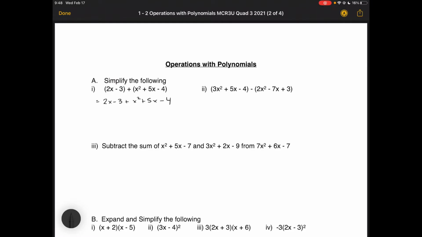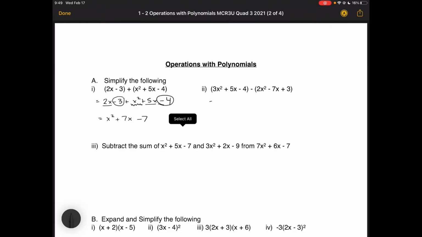And then I'm going to look for my like terms. So I'm going to start off with my x squared. I've got one of those. And I've got 2x, 5x, and then I've got my numbers at the end. All that's left for me to do is to collect those terms and then write them in order as x squared plus 7x minus 7.